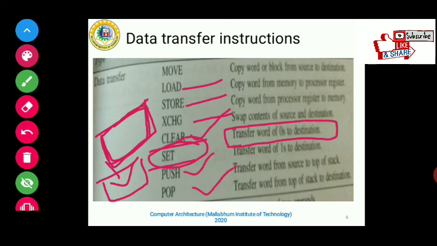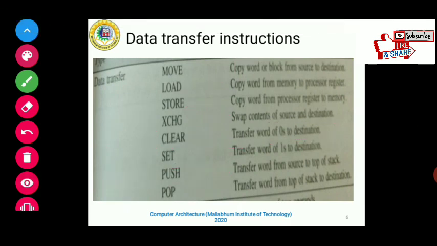Okay, so in the next lecture we will discuss the other instructions.